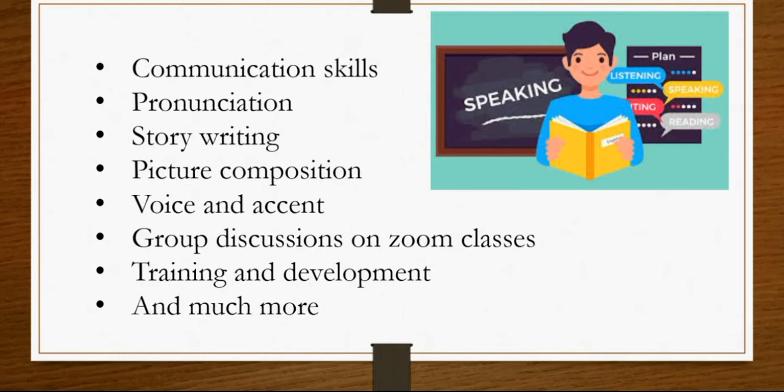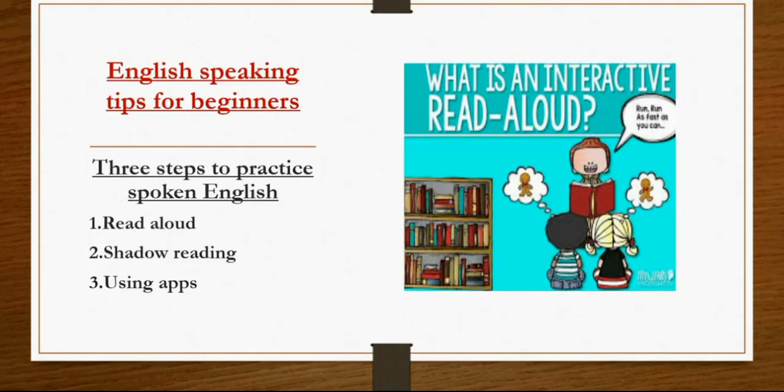English speaking for the beginners. The beginners, I will give you some tips. There are 3 steps. If you follow these, you can practice and learn English very easily. Read aloud, shadow reading, and using different apps. This will help you increase in your knowledge as well as you will be able to pronounce different vocabulary words.